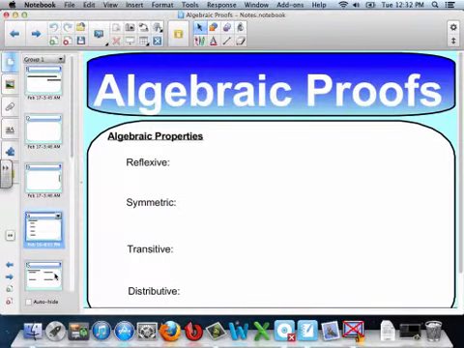You guys remember learning about these? The reflexive, the symmetric, the transitive, the distributive. Most of you probably not. And I know they might talk about these in Algebra 1. I know I typically don't. But it's actually not that bad. We talk about reflexive, symmetric, transitive, and distributive. So all we're going to do today is relearn these different properties.